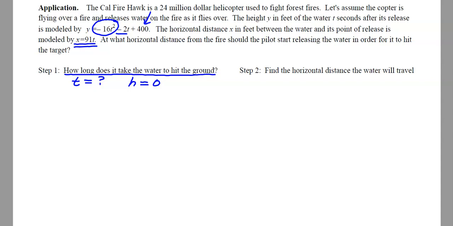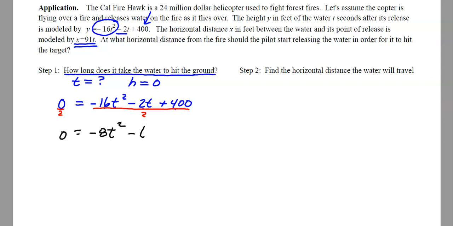So I'm going to solve this equation. I'm going to say, all right, 0 is the height, negative 16t squared minus 2t plus 400. And I've got to find the zeros here. Now, first thing I could do, because I want to shrink these numbers, because I know I've got to do the quadratic formula and it's going to be kind of big, is notice all these are divisible by 2. So my first move is to divide both sides by 2, just to shrink the numbers for myself. So I get negative 8t squared, take away t, plus 200.